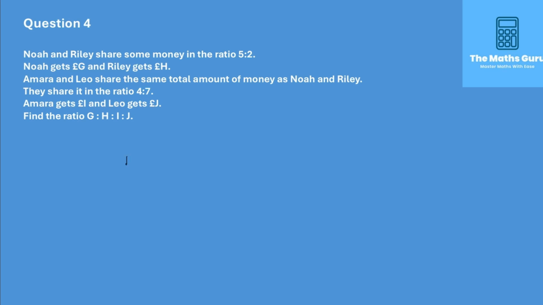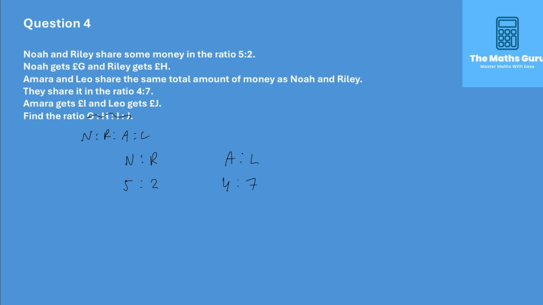Noah and Riley share some money in the ratio 5 to 2. Amara and Leo share the same total amount of money as Noah and Riley. They share it in the ratio of 4 to 7. This is a very similar question to the one before, and it tells us to find the ratio between all of them. So this is obviously going to be N to R to A to L.